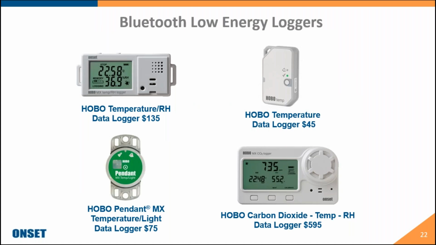And here are just some examples of our Bluetooth low energy, or what we refer to as BLE data loggers. The top left-hand corner is probably one of our most popular data loggers. This is the MX1101 temperature and relative humidity data logger. It does have an accuracy of 2.5% on the relative humidity sensor and plus or minus 0.38 degrees on the temperature sensor. It does use a CR2032 battery, which is user replaceable, and you'll get about a year's life out of the battery before you need to replace it.